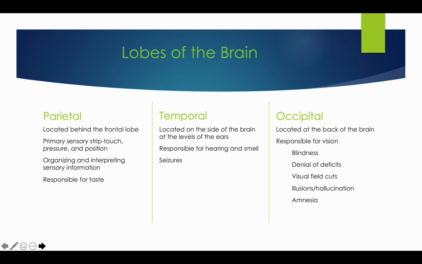Lobes of the brain. The parietal lobe is located behind the frontal lobe. It's the primary sensory strip for touch, pressure, and position, proprioception, organizing and interpreting sensory information, and is responsible for taste. The temporal lobe is located on each side of the brain at the level of the ears and is responsible for hearing and smell, and commonly seizures occur here. The occipital lobe is at the back of the brain, responsible for vision, the visual cortex. Patients can have blindness, denial of their deficits, visual field cuts, illusions or hallucinations, or amnesia.